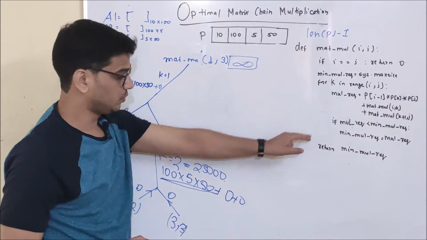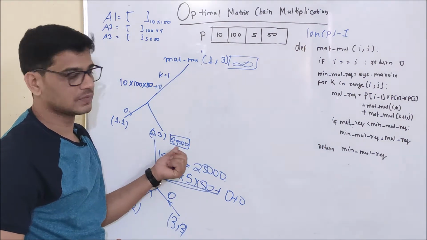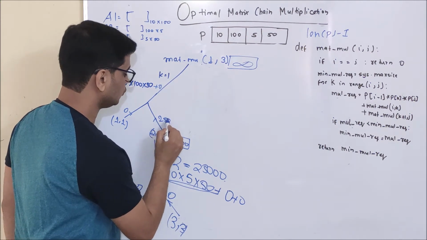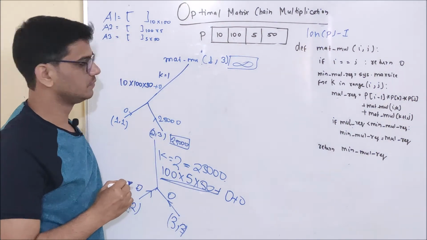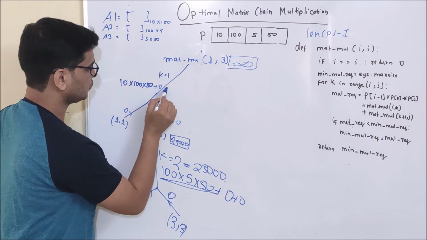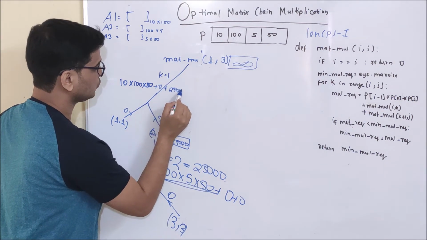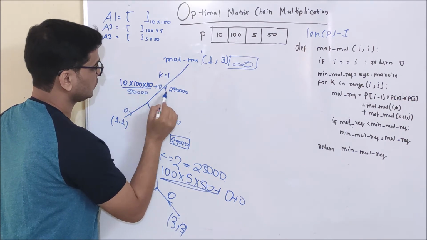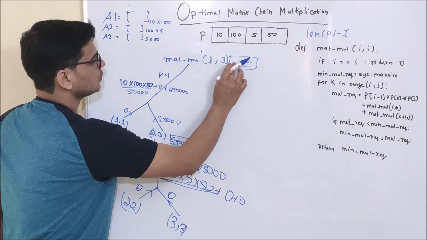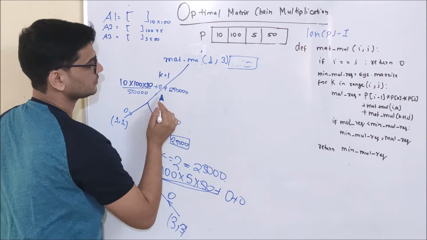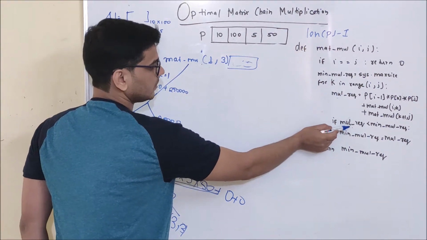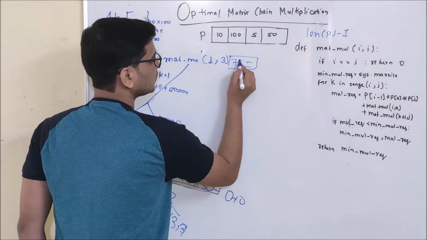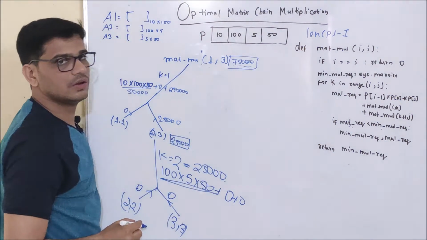Now this for loop will finish for this particular function. Control will come here and it will return 25000 from here. So this plus 0 plus 25000. So this one is 50,000. This one is 25,000. Here is infinity. So multiplication required is 75,000, which is smaller than infinity. So here I will update 75,000.